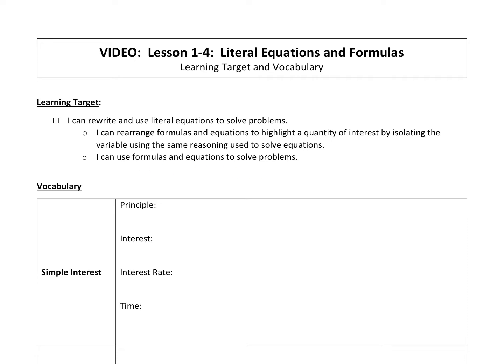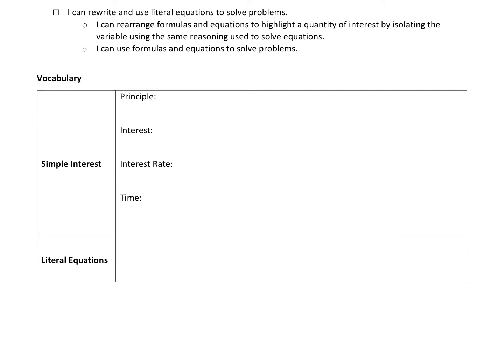So some vocab that we're going to need for this lesson. We have this thing called simple interest. Simple interest is used if you're investing money, maybe putting money into a savings account that earns interest back. There's a simple interest formula that gets used, so let's go ahead and write that in. It's I equals PRT.